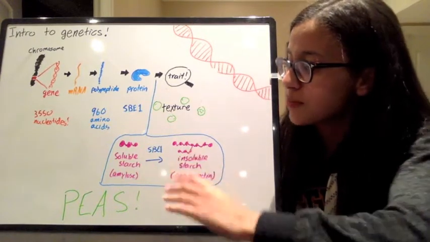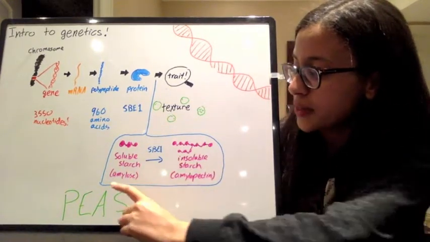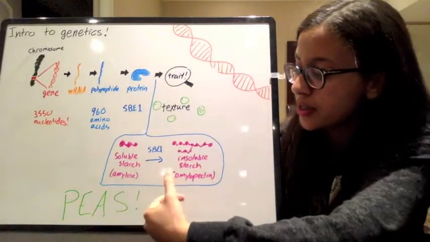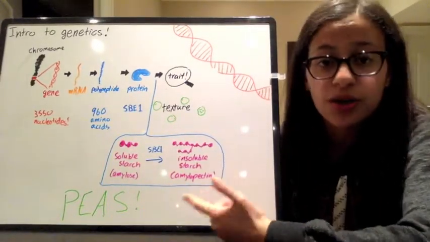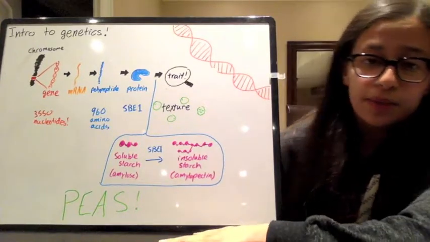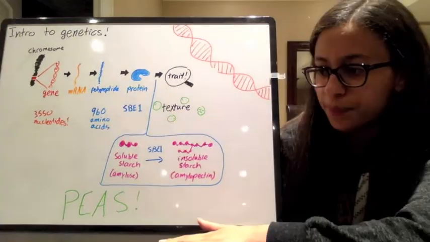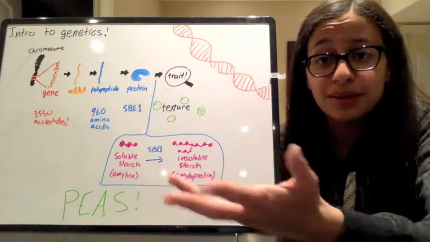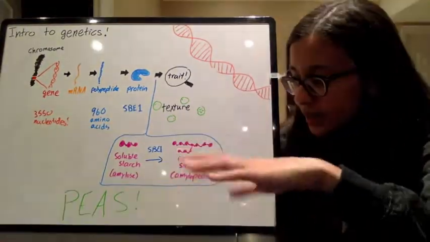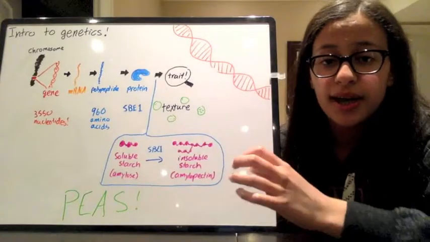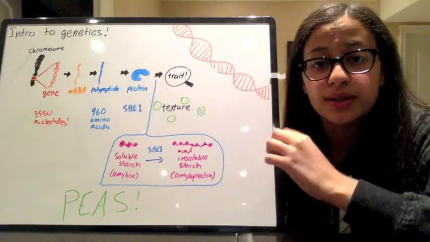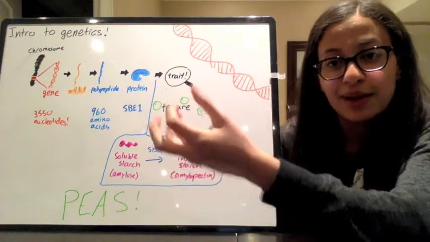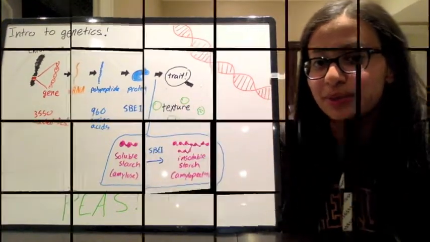Well, this SBE1 takes soluble starch, or amylose, and changes it into insoluble starch, or amylopectin. And since it is insoluble, when the water leaves the peas, it's not going to take the starch with it, and this amylopectin is going to give the peas a nice structure, leaving them nice and round, not all crumpled up and wrinkly.